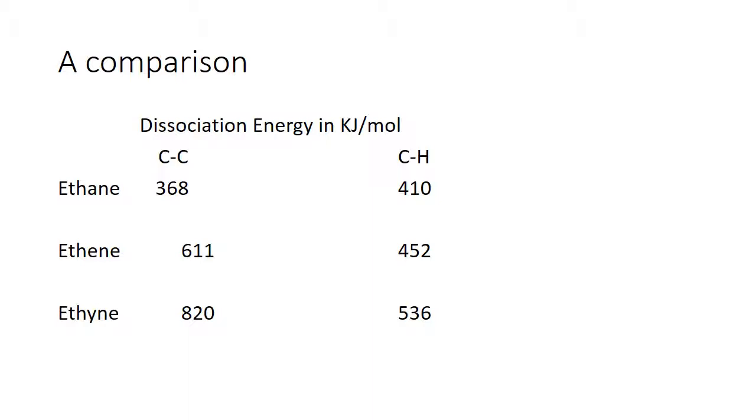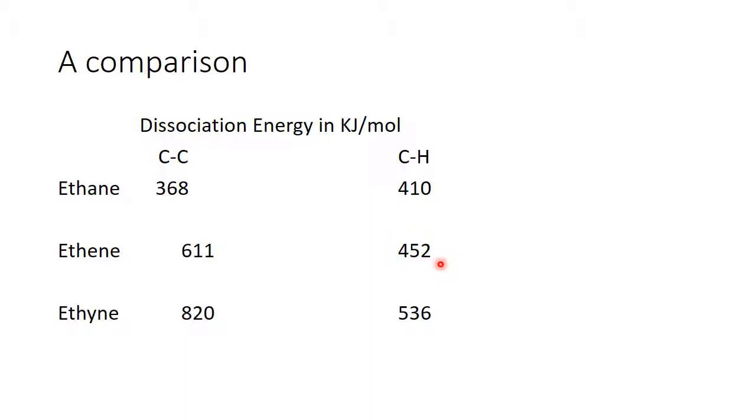From this information, we can see how the bond length correlates with the dissociation energy in these molecules. Look at the carbon-hydrogen bond strength. This is the energy that it takes to separate these into two free radicals. So to break the bond homolytically and make it a carbon free radical and a hydrogen free radical, it takes 410 kilojoules per mole.